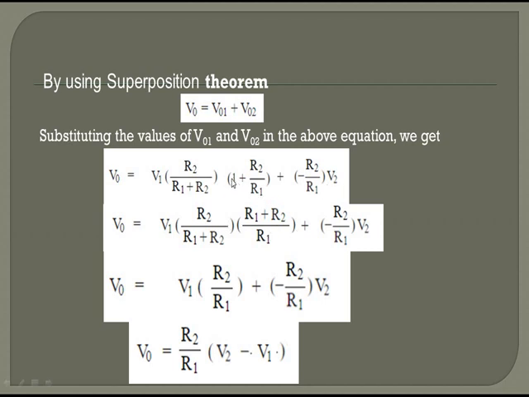Solve this equation. Firstly, rearrange the equation. We get R1 plus R2 divided by R1. Then we can cancel R1 plus R2 with R1 plus R2, and we get V1 into R2 upon R1, plus minus R2 divided by R1 into V2. So take R2 upon R1 common, and we get R2 upon R1 into V2 minus V1. So you can find the output voltage by using this equation also.